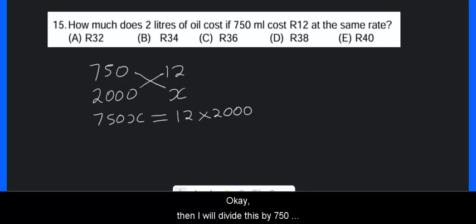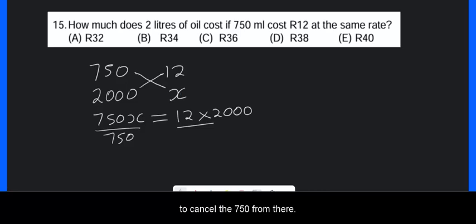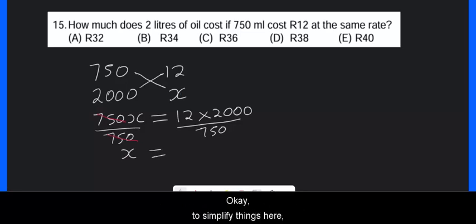Then I will divide this by 750 to cancel the 750 from there. Then this cancels out, and I'm left with X. Now I want to know what this is. To simplify things, I can cancel out the 0. One 0 cancels with one 0, so I'm left with 12 multiplied by 200 divided by 75. Let's calculate that quickly.